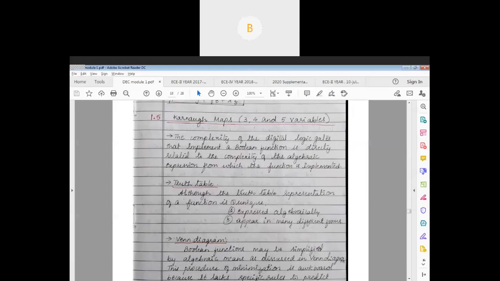Have you studied about K-maps in your basic electronics? No, sir. You have not studied? Okay, fine.